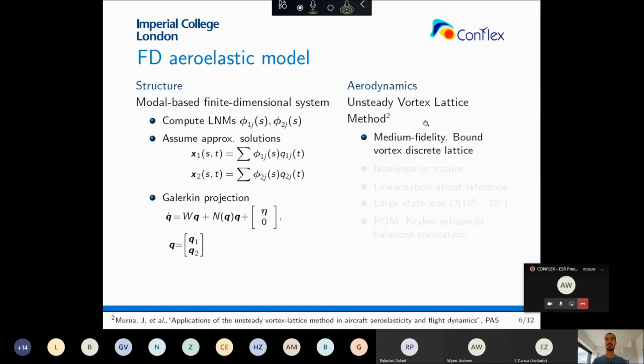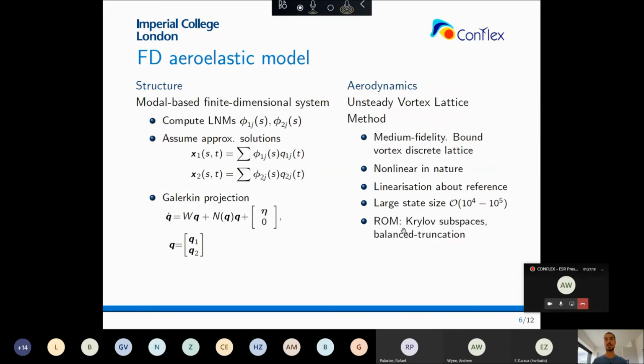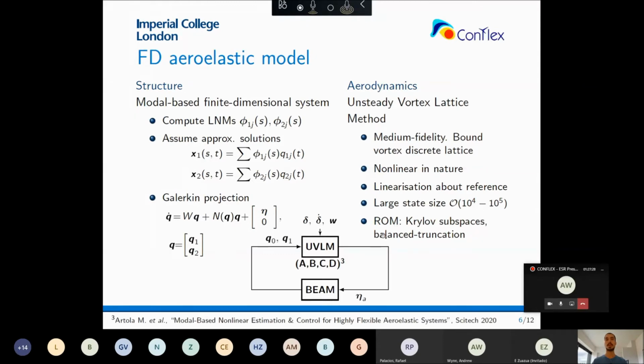For the aerodynamics, we make use of the unsteady vortex lattice method, which basically consists of discretizing the continuous vortex sheet that I mentioned before into a discrete vortex lattice. I also said that this is nonlinear in nature, because the non-penetration boundary condition has to be satisfied for arbitrary kinematics, but we can linearize the system about an arbitrary reference. However, the resulting system sizes are very large, so we have to turn to reduced order techniques, and we will use this set of structural modes as projection matrices to then apply these reduced order modeling techniques. And the resulting aeroelastic system is obtained. Some more details about how this is implemented can be found in our last year's paper at SciTech.